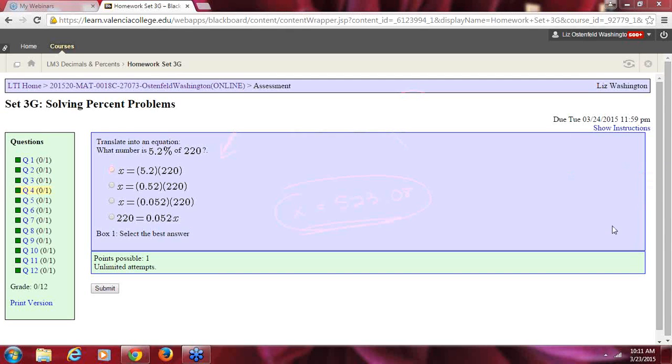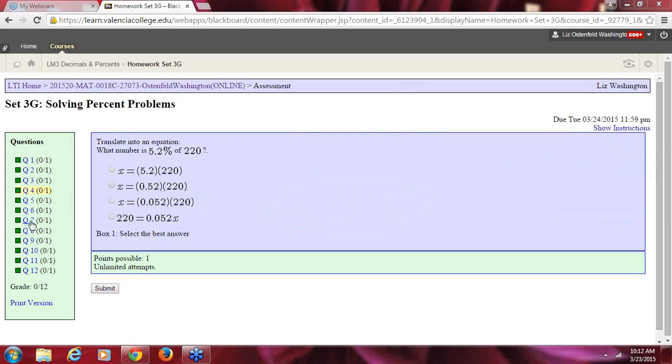Okay, I picked this one because sometimes people get confused that this is a decimal and a percent, right? So what number, variable, is, since it's 5.2%, I can't just write 5.2. It's still technically not in decimal form because it has this percent symbol, so I have to go ahead and move that twice. So I'm going to have 0.052 times 220, which would be this one here. Okay?